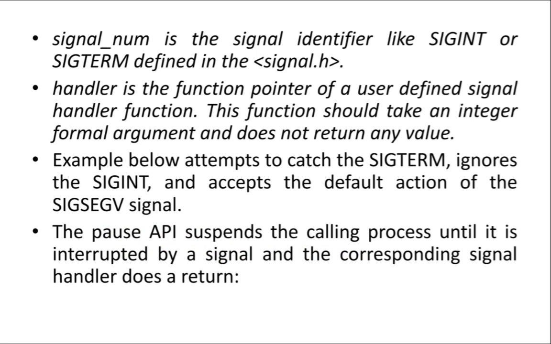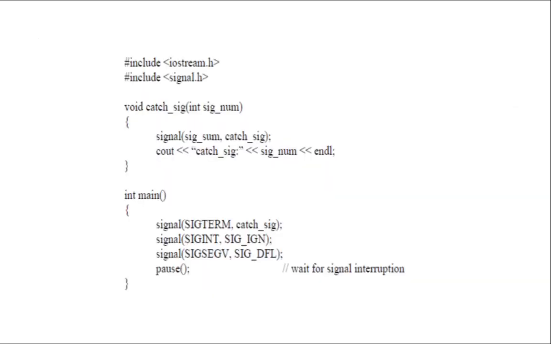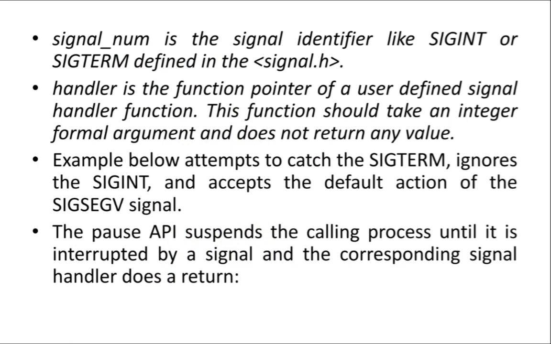And what is the handler? Handler is the function pointer of a user defined signal handler function. This function should take an integer formal argument and does not return any value. For example, see below, it attempts to catch the signal SIGTERM, ignores the signal SIGINT and accepts the default action of the SIGSEGV signal. I will explain that. It's very simple. So handler means what here? Handler is the function pointer of a user defined signal.